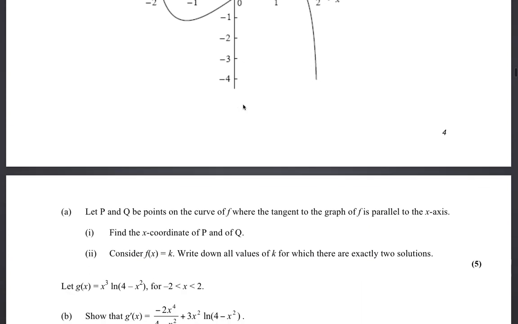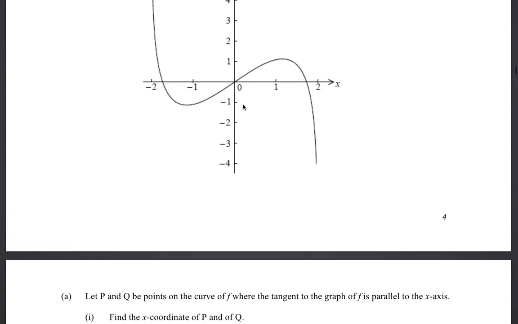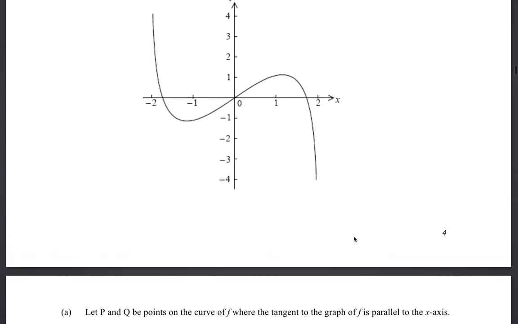Now let P and Q be points on the curve of f where the tangent to the graph of f is parallel to the x-axis. Now you can see a minimum point here and a maximum point here. So if you draw the tangents at those points, it is quite obvious that they will be parallel to the x-axis, right? So I can take this point as P, and this point as Q.